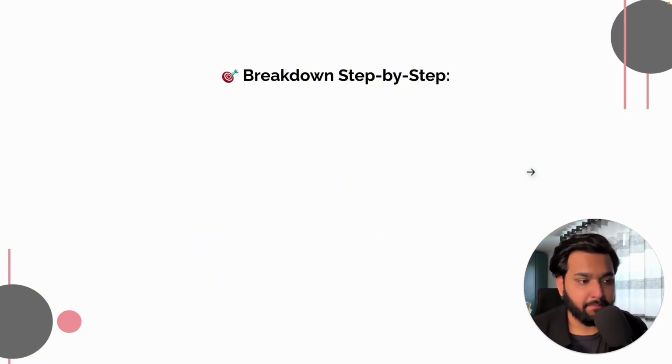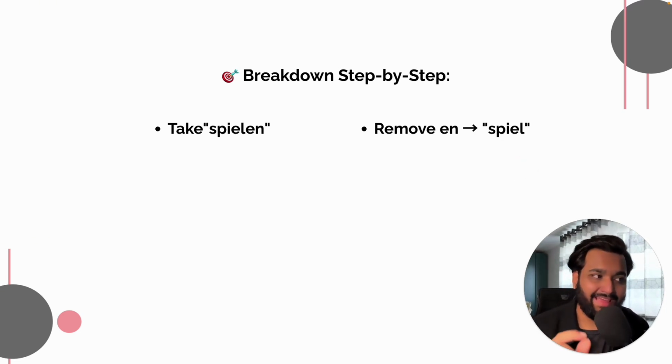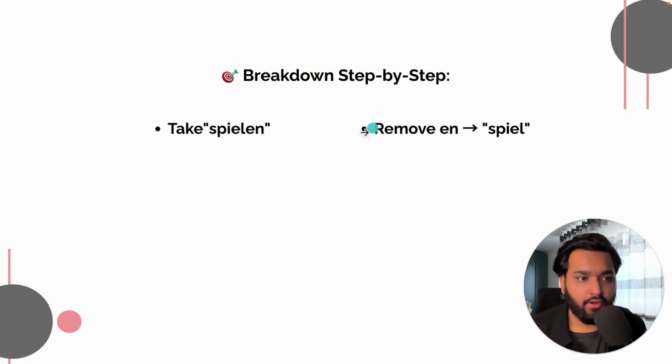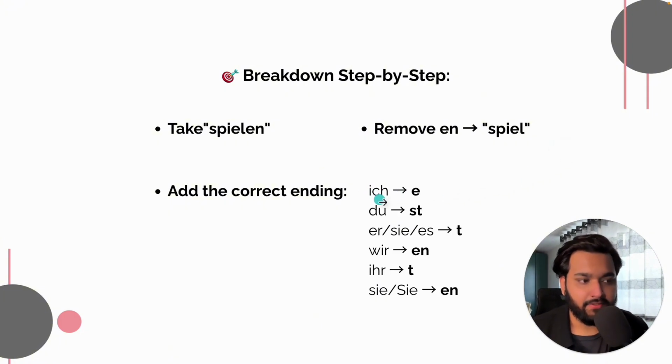Let's break it down step by step. At first, take spielen or any verb you want to take, then remove the "en" at the end. Normally you say spielen, but in this case you remove "en", and then you have the main form, which is spiel. Finally, add the correct ending. For ich, you just add an "e". Normally you say "e" in English, but in German you say "eh", that's why I'm saying it that way.